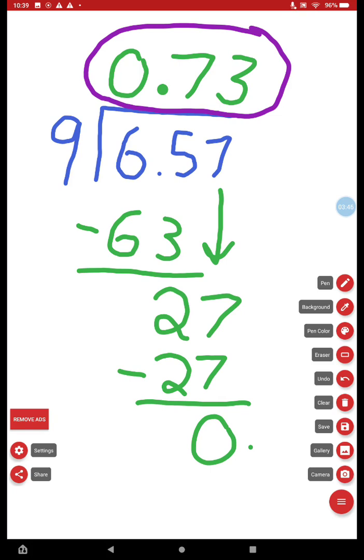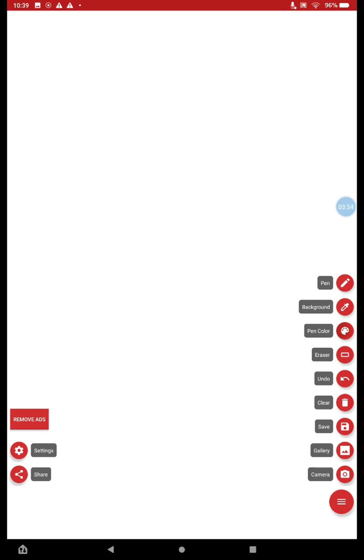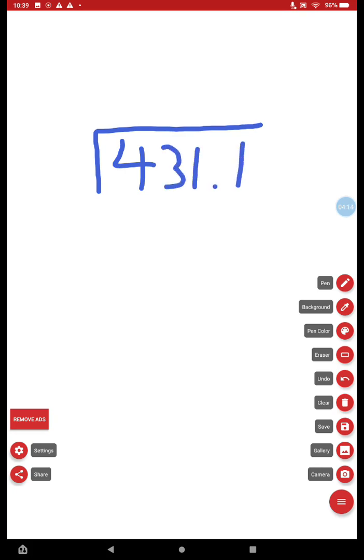All right, now let's ramp it up, fifth grade. Let's look at one that's a little bit harder. Let's take a look at number 7. Got my division bar. 431 and 1/10 is my dividend. My divisor is 45.